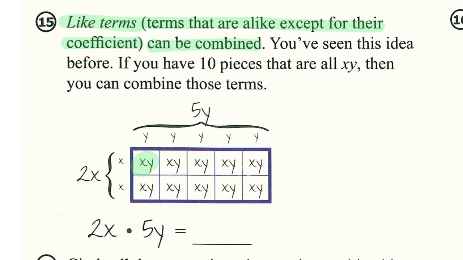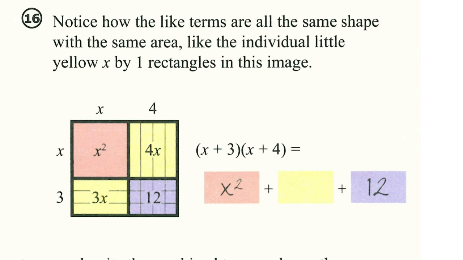If we have 10 xy's in a table like this, there's 1 in each box, they can all be combined into 10xy. If we use an area model that's actually partitioning out things a little bit more, we can see that like terms end up with the same shape. In this one, the x squared is a big orange one. Then we have 4x and 3x right there. And so that would be a total of 7x. Those are like terms and they can be combined.